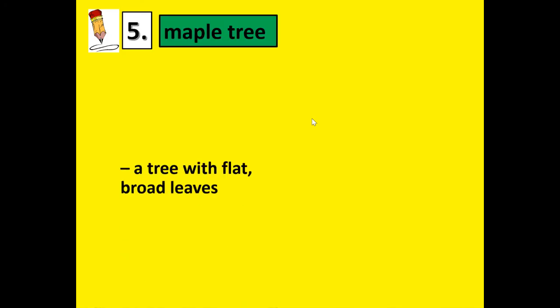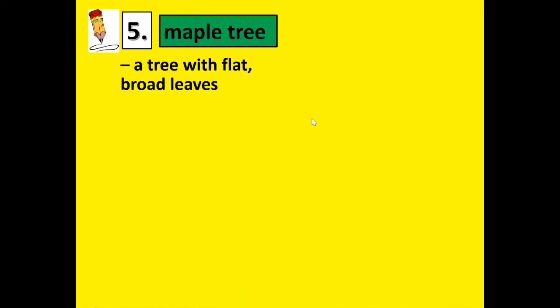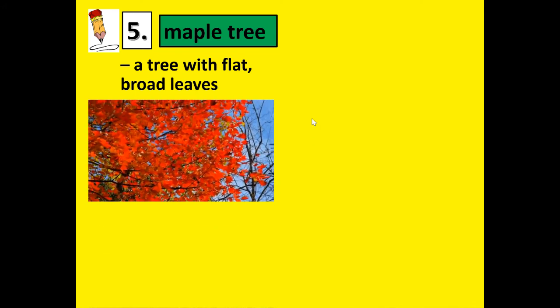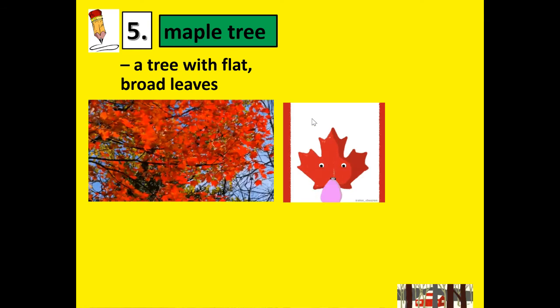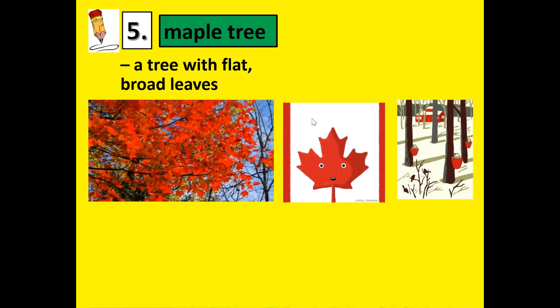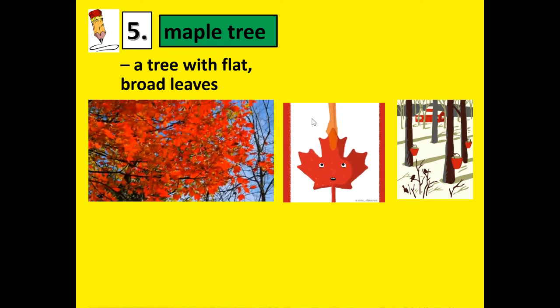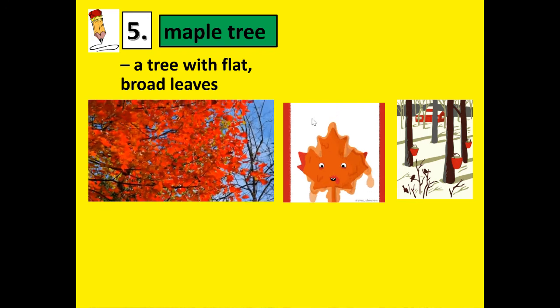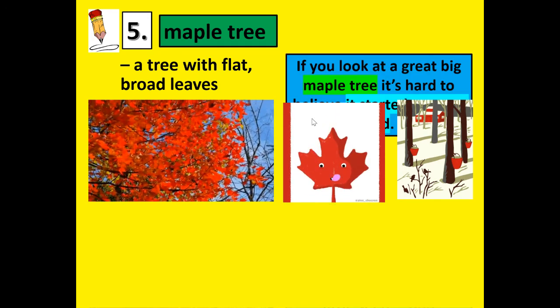Number 5, maple tree. A maple tree is a tree with flat, broad leaves. Here's an example of a maple tree. And we get maple syrup from certain types of maple trees. That's why those buckets are hanging on the trees to catch the maple syrup or the sap.